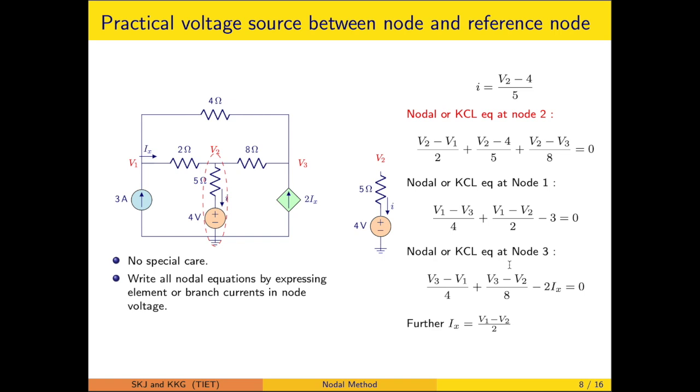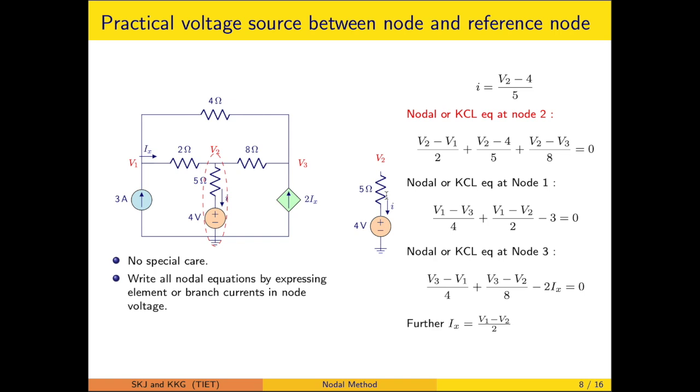When there is a practical voltage source, a practical voltage source is represented as a series combination of an ideal voltage source and a series resistance. This has to be understood. Now just to illustrate this point, when V2 is a voltage with respect to the reference, and this is 4 volts, what will be the voltage across this 5 ohm resistance? That is (V2 minus 4) upon 5.